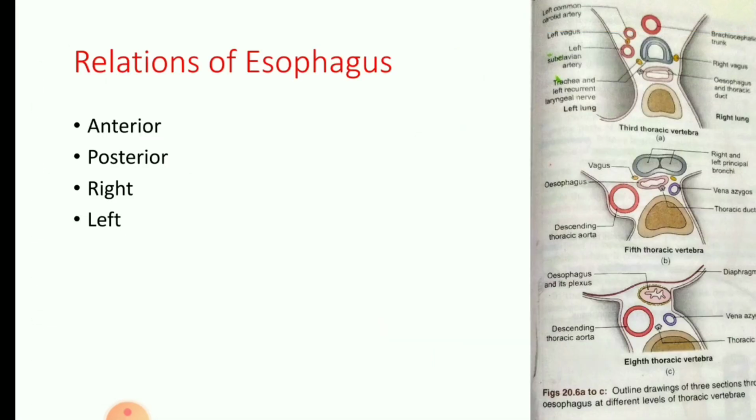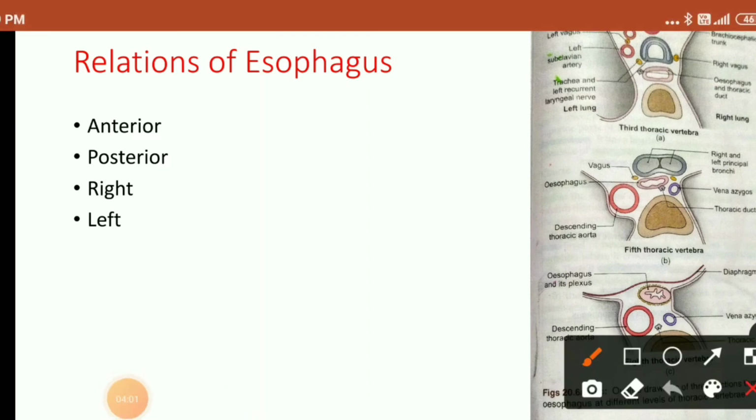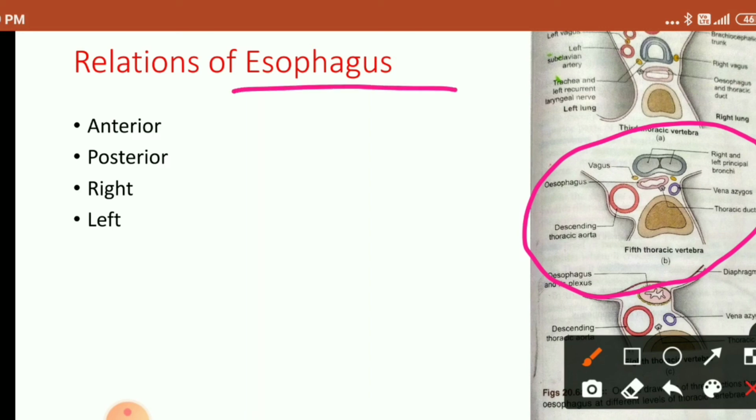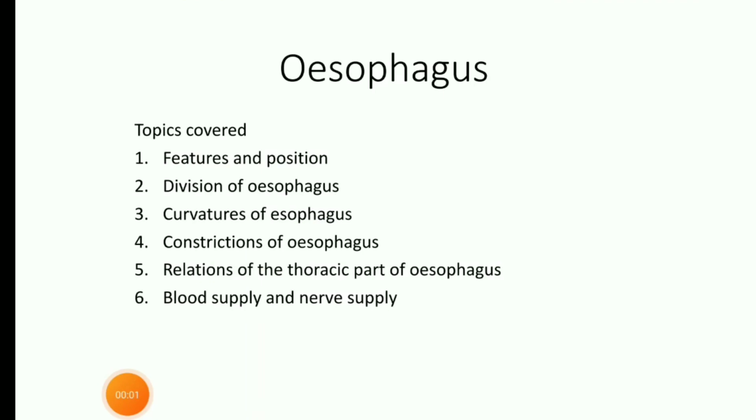Now then we come to the relations of esophagus, the anterior, posterior, right and left relation, and basically we are mainly focusing upon the thoracic part of esophagus, and it is the longest part of esophagus. And we have already discussed how the arch of aorta crosses the esophagus on the left side, and then the descending thoracic aorta moves posteriorly down to the esophagus. In this way we have come to an end to today's discussion, guys.